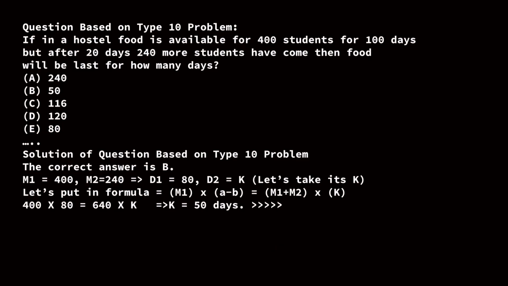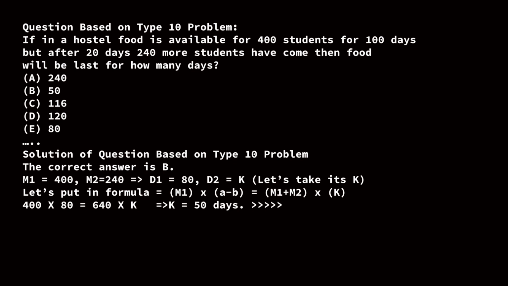So we can simply solve this by using the method. M1 here is 400, M2 is 240, D1 is 80, D2 is K. So let's put it in the formula M1 into A minus B is equal to M1 plus M2 into K. So 400 into 80 is equal to 640 into K. So finally we'll get K is equal to 50.